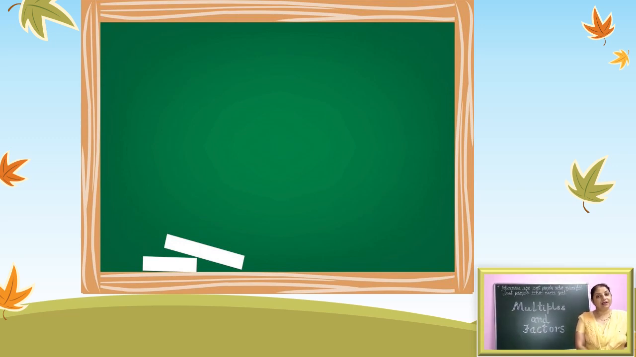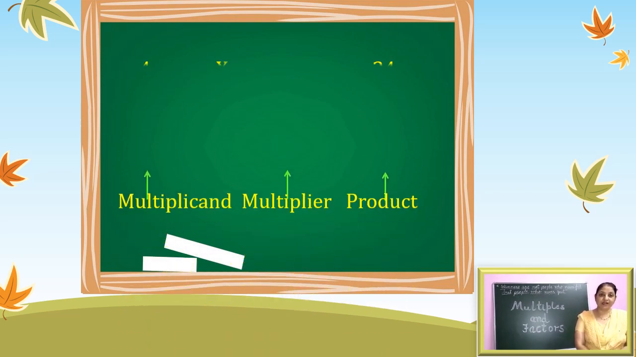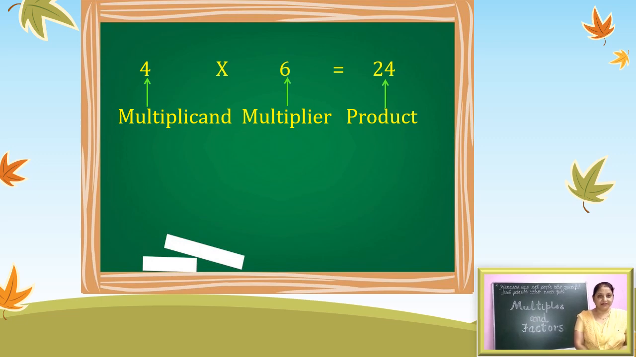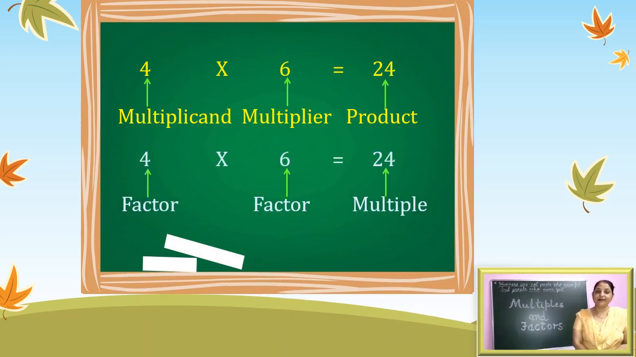Children, you have already learned the lesson multiplication, and you know the number which has to be multiplied is called multiplicand, and the number by which we multiply is called multiplier, and the result of multiplication is known as product. Now here, children, the multiplier number and the multiplicand number are also known as factors. For example, if we multiply 4 by 6, the result is 24. So we can say 4 and 6 are the factors of 24.